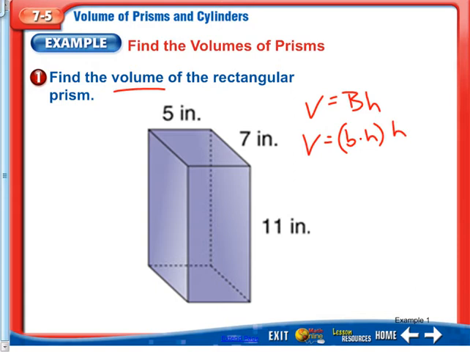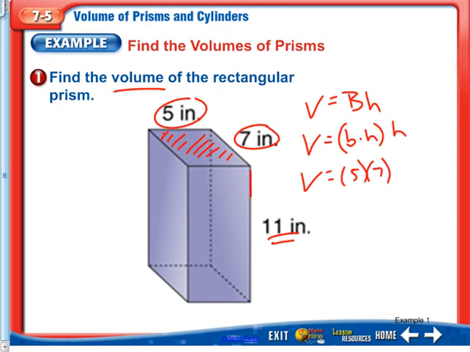Now that's kind of confusing because I'm using H twice. H is actually referring to the height of the base, and then it's also referring to the height of the prism itself. So when I think of the area of the base, this would be my base right here, a 5x7 rectangle. So I'm going to do 5 times 7, and then the height of my prism would be 11. So volume equals 35 times 11.